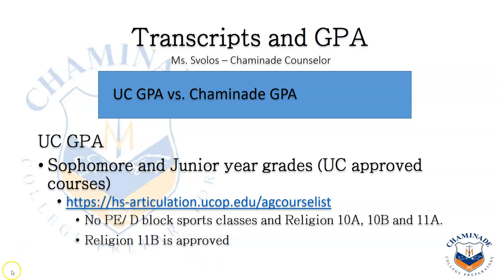So let's get started. UC GPA is comprised of your sophomore and junior year grades, and the courses that get included in that GPA are the courses that have been approved by the UCs. These can be found on the UC A through G list for Chaminade. The link is listed on the slide, and I will show you how to access it as well.